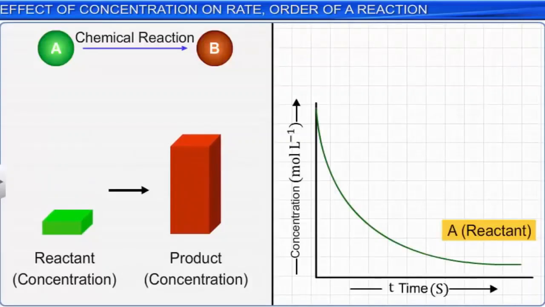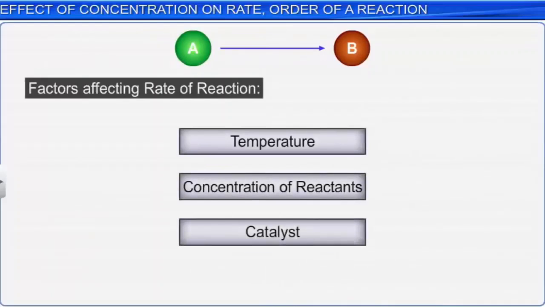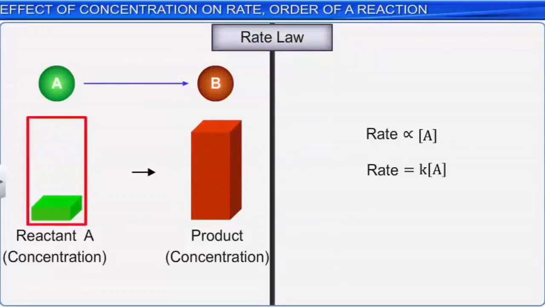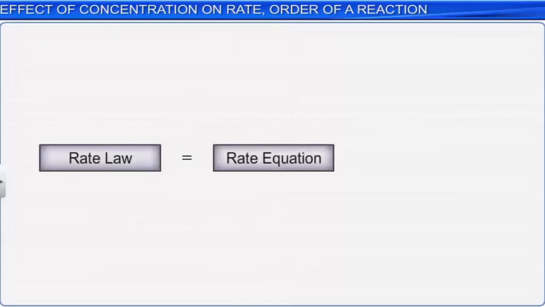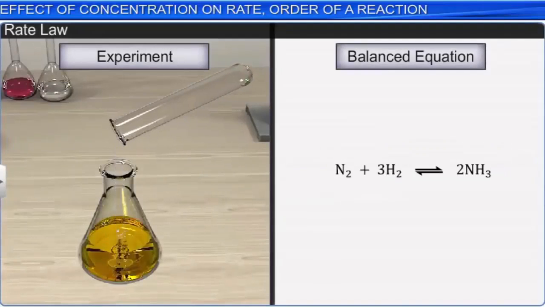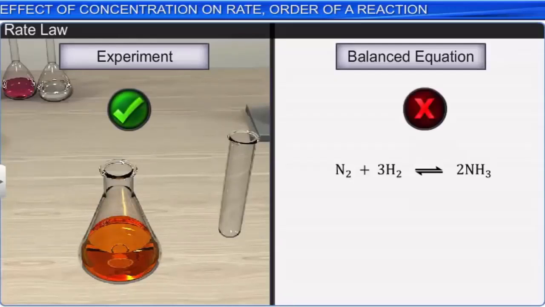You have already learned that the rate of a reaction decreases with a decrease in the concentration of the reactants. Thus, one of the factors that determine the rate of a reaction is the concentration of the reactants. The representation of the rate of a reaction in terms of the concentration of its reactants is known as the rate law. It is also called the rate equation or rate expression. It is important to note that we can determine the reaction rate in terms of the concentration of the reactants only experimentally, and it cannot be determined from the balanced equation.